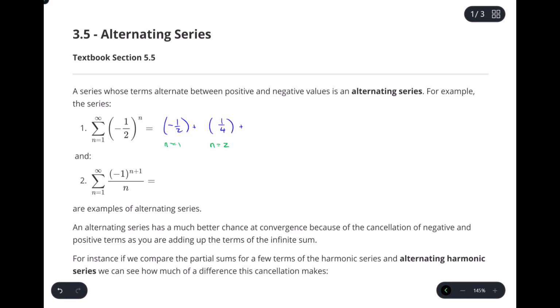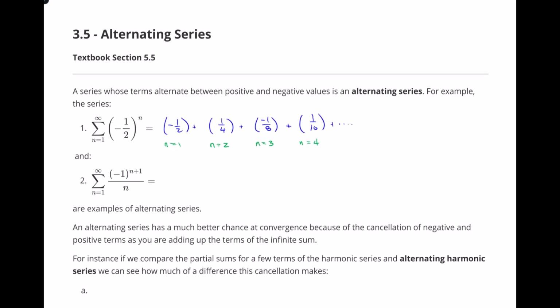And then when n is equal to 3, we would have (-1/2) to the third power, and something negative to the third power would result in a negative, and 2 to the third is 8, so this would be -1/8. And then the fourth term would continue in this pattern. So that would be back to positive, 1/16. And these terms would continue to alternate forever.